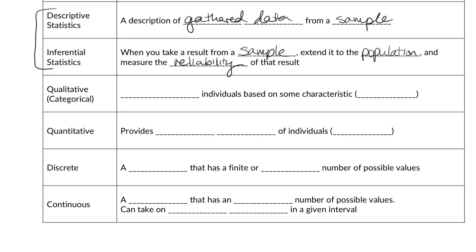Then we have our data types. Qualitative data, or categorical data as sometimes you'll see it called, classifies individuals based on some characteristic, which is normally words. Like, my favorite subject is math. My favorite subject is reading. My favorite subject is science. Those are words that we can classify individuals based on. Quantitative data provides numerical measures of the individuals, which is usually, or always, given in numbers.